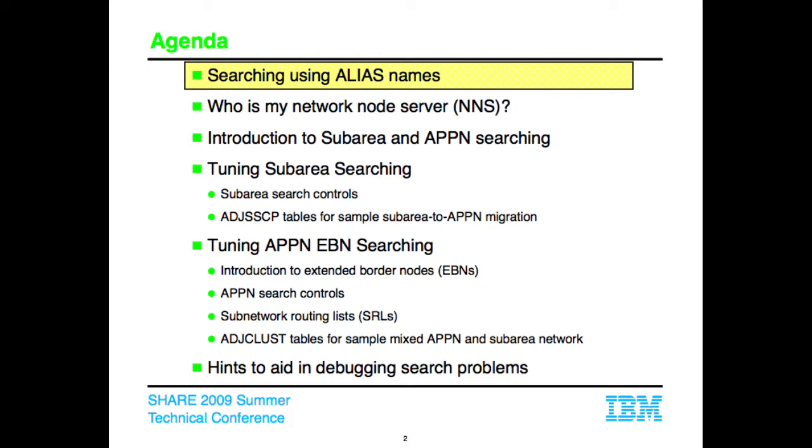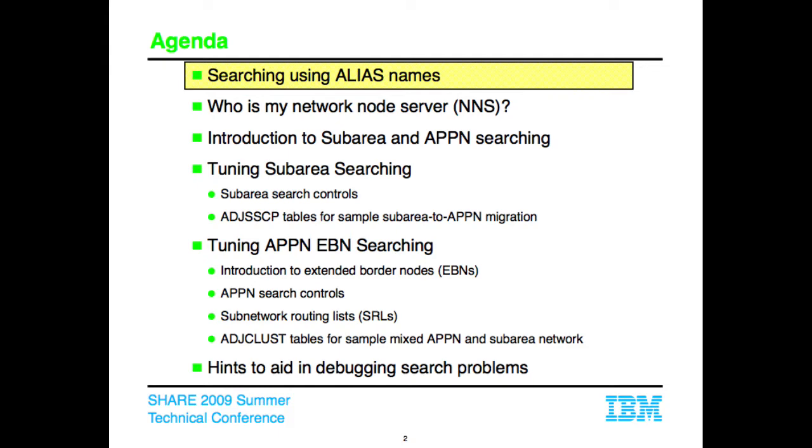As a quick summary of the agenda, the first topic that I would like to discuss is searching using an alias name as opposed to a network qualified name, what the implications are for that and what the tuning configuration implications are for that. The second topic I would like to discuss is who is my network node server, so that we can identify who the network node server of any given resource in the network is.